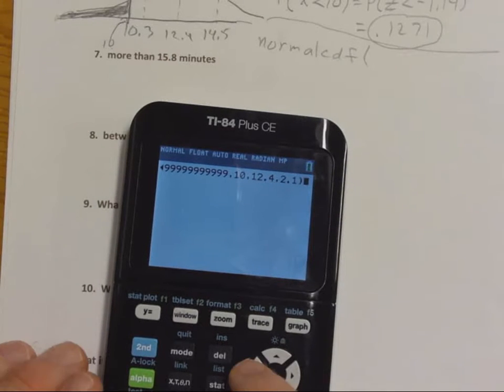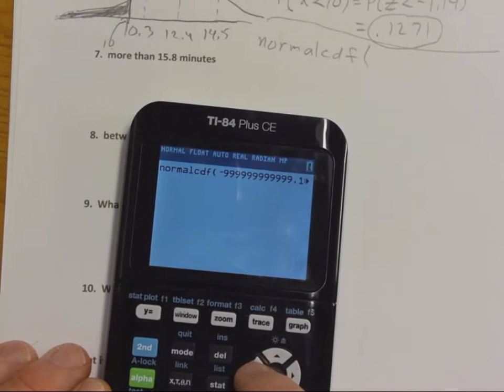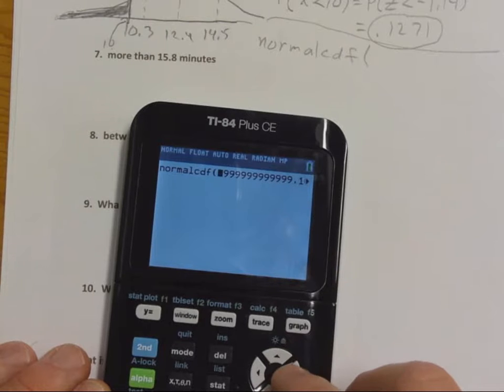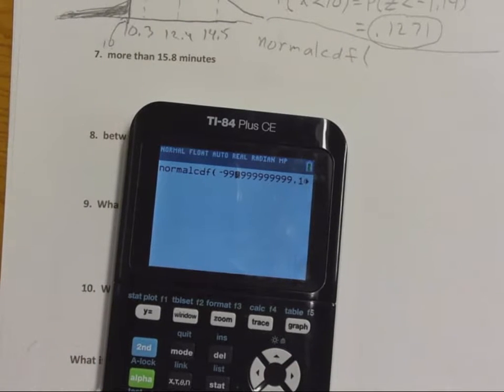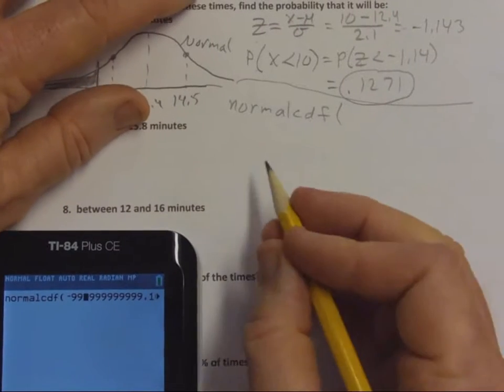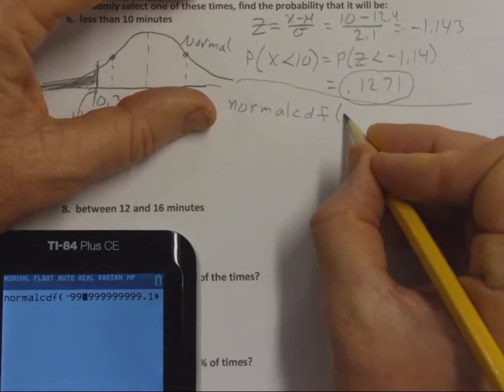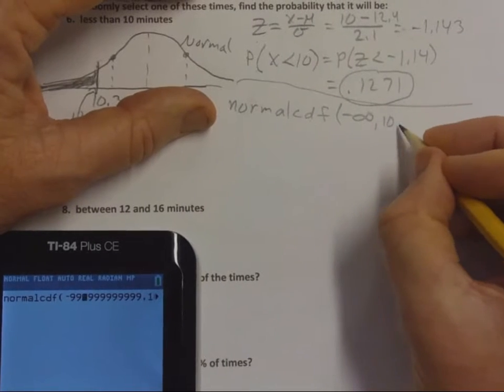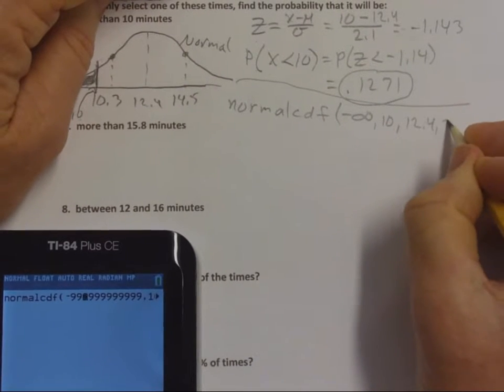Now, in most calculators, this is what's going to appear. Or in a lot of calculators, it's just going to immediately take you to that command, and then you would just enter the numbers in this order. Like in older versions of the 83 or the 84, it's just going to have this command come up, and you enter negative infinity, to 10, mean of 12.4, standard deviation of 2.1.